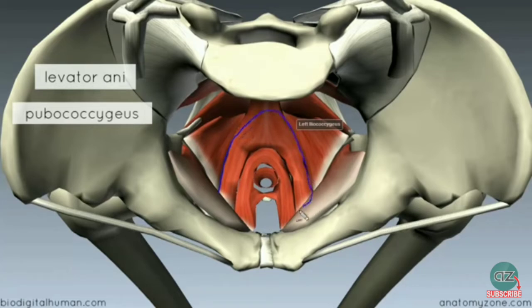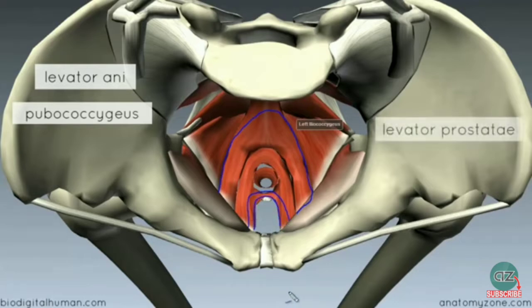And then the anterior fibres of the pubococcygeus actually loop around the prostate in males and the vagina in females. So you've got these anterior fibres which are divided and loop around the prostate in males, forming the levator prostatae or the puboprostaticus, and in females it loops around the vagina, forming the pubovaginalis.